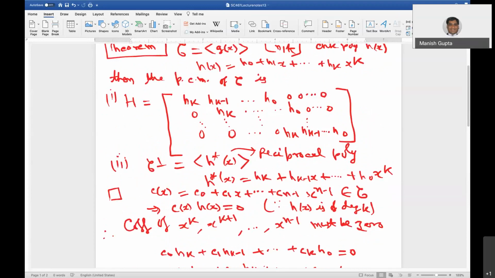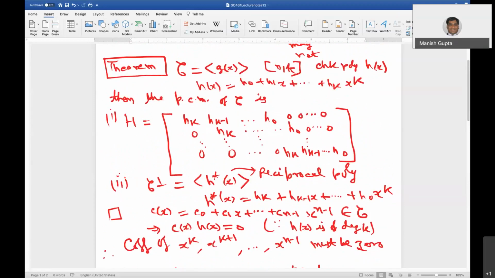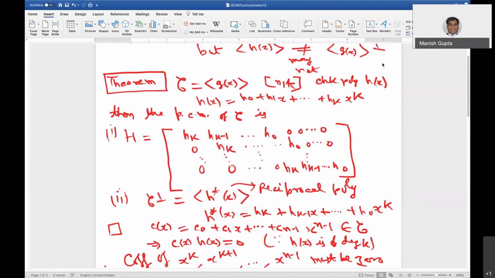So this is a very fundamental result that shows that the parity check matrix is given by this. If C is an (n,k) cyclic code with check polynomial h(x), where h(x) is a polynomial like this, h0 plus h1x plus dot dot dot hk x raised to power k, then the parity check matrix of C is given by this.